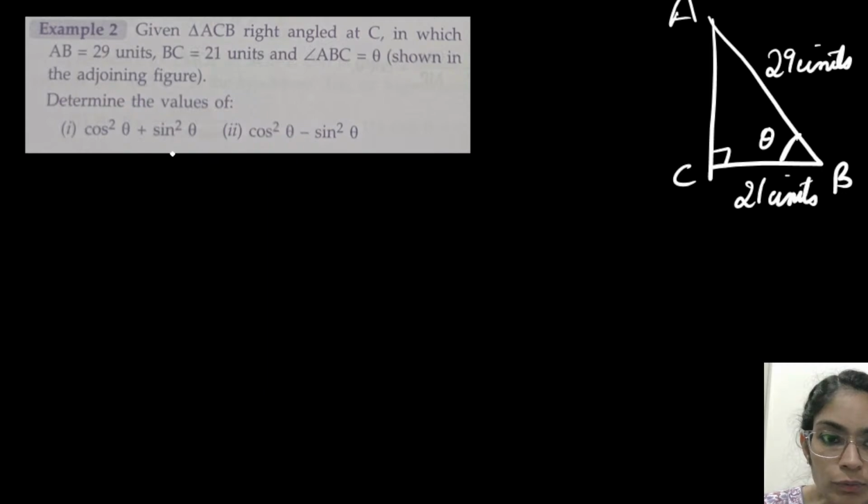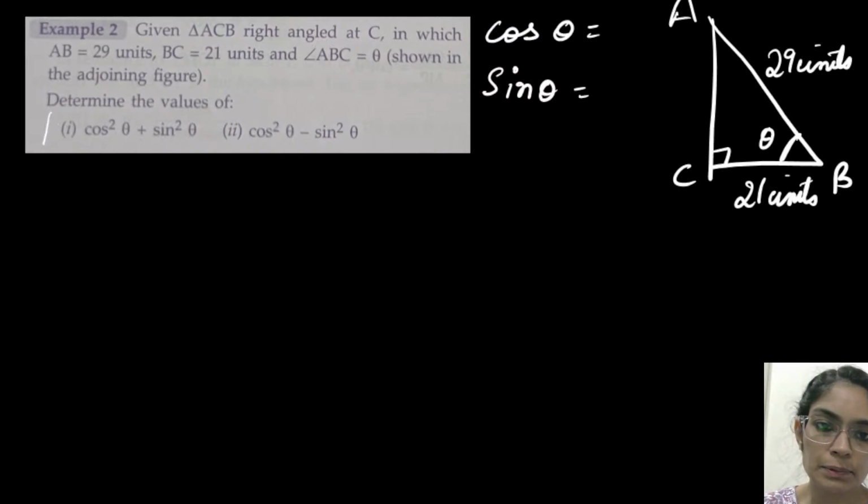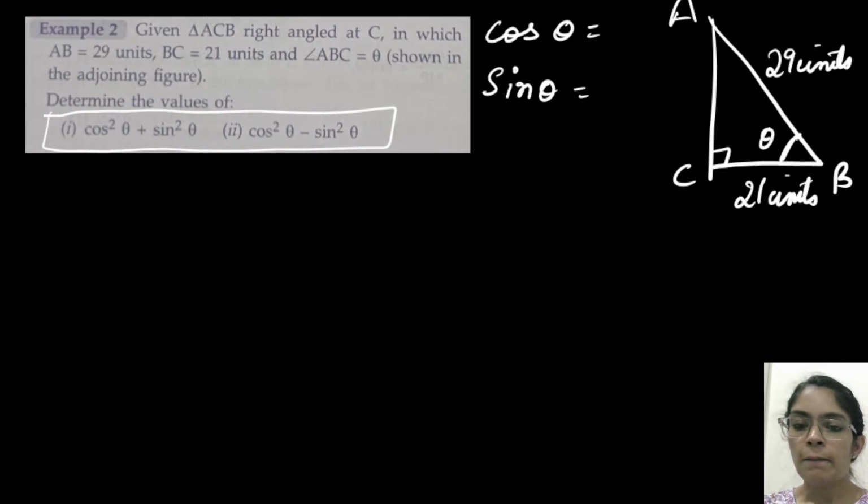What we have to find? Two things. First, cos square theta plus sin square theta, and second, cos square theta minus sin square theta. So first thing, individually we need the value of cos theta and the value of sin theta. Once we get these, we can just substitute here and find the required things. But for finding sin and cos, first of all the three sides of the triangle should be known.